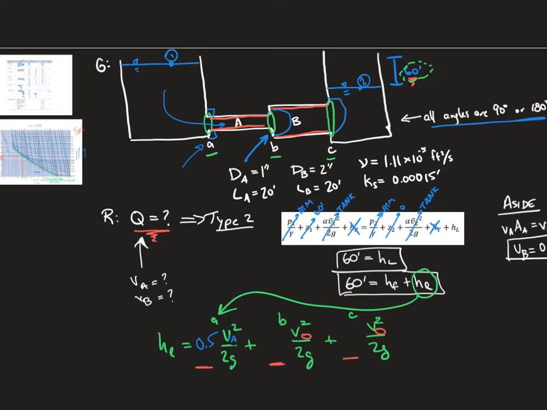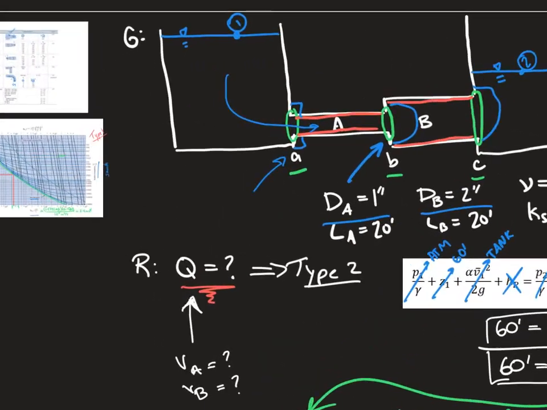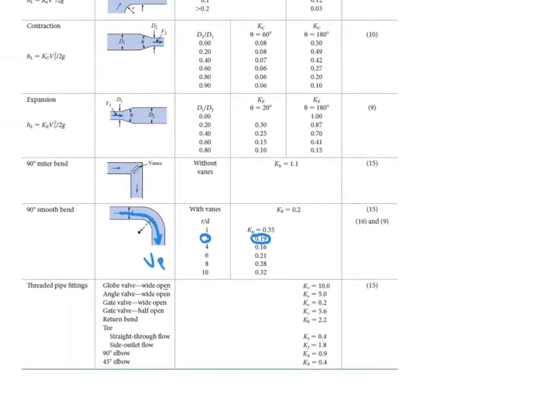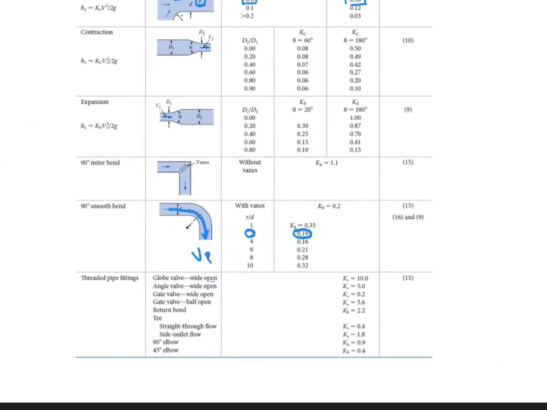It's pretty funny, actually. So at part B, we've got an expansion. It's 180 degrees from a 1-inch pipe to a 2-inch pipe. So let's go up here and see what that tells us. Okay, so here's an expansion, and D1 over D2 is right here. Theta is 180, so we're going to be over here. D1 over D2 is a half, so we're going to be right in here, 0.5, halfway in between these two right here.